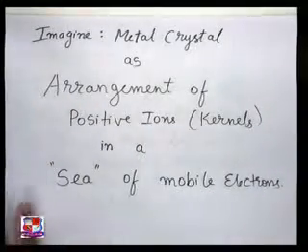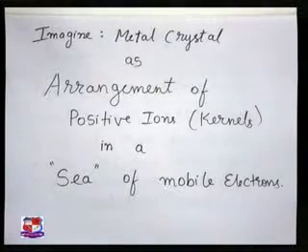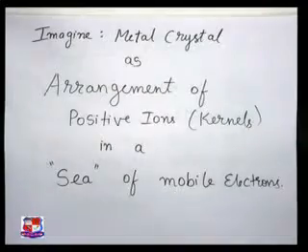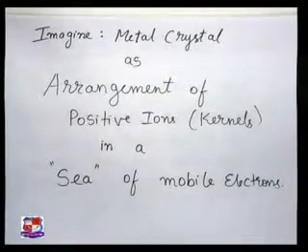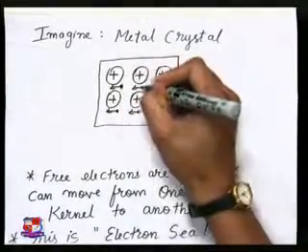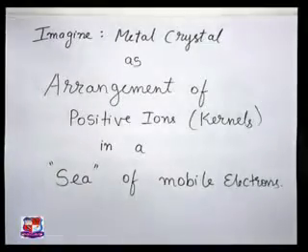Now we can imagine this arrangement of the metal crystal as an arrangement of positive ions in a sea of mobile electrons. You can see very clearly that these positive ions are arranged in the sea of mobile electrons, and hence it is known as the electron sea model.